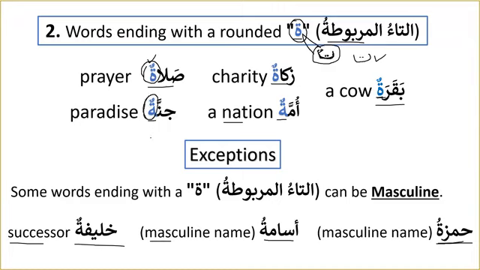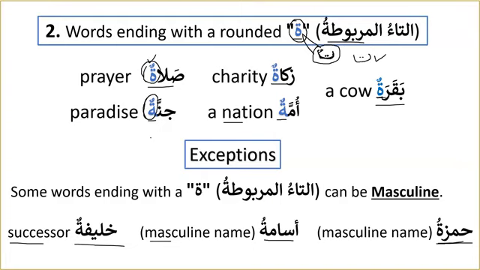So there are only 2 things that we have discussed so far. Number 1, the real counterpart or the feminine counterpart, al-mu'annath al-haqiqi. And number 2, a noun that ends with ta marbuta. Is everything clear? Any questions? Okay, perfect.